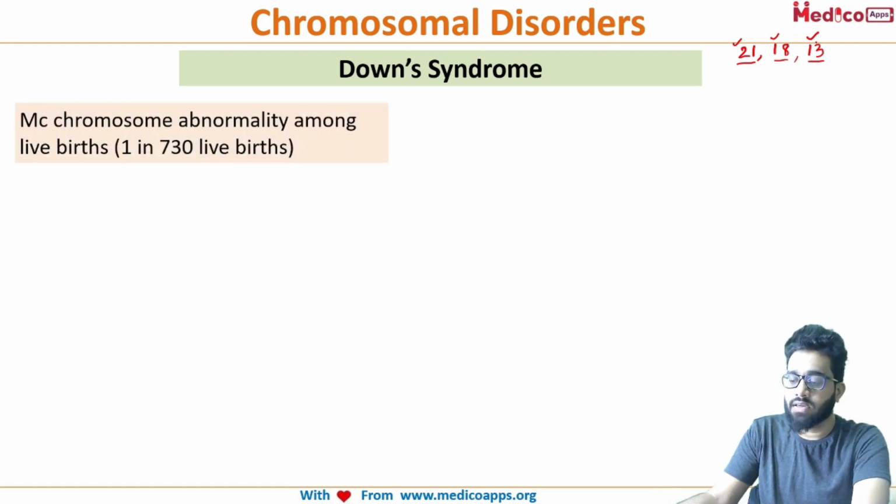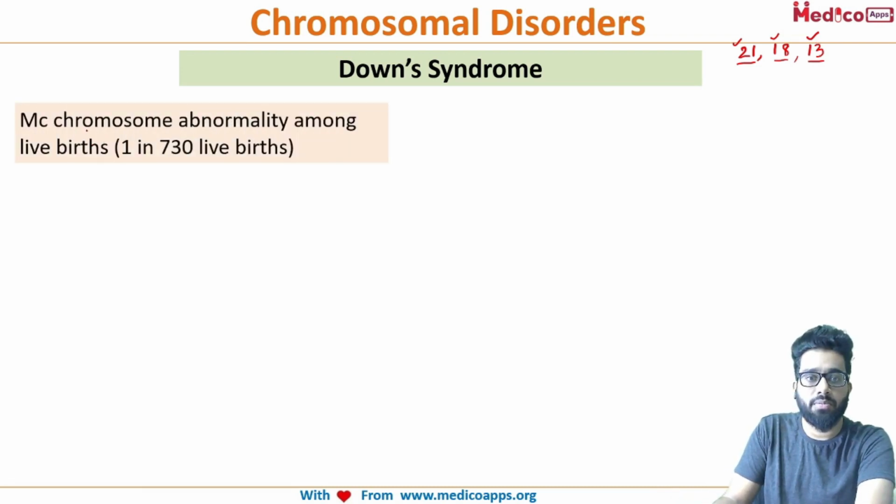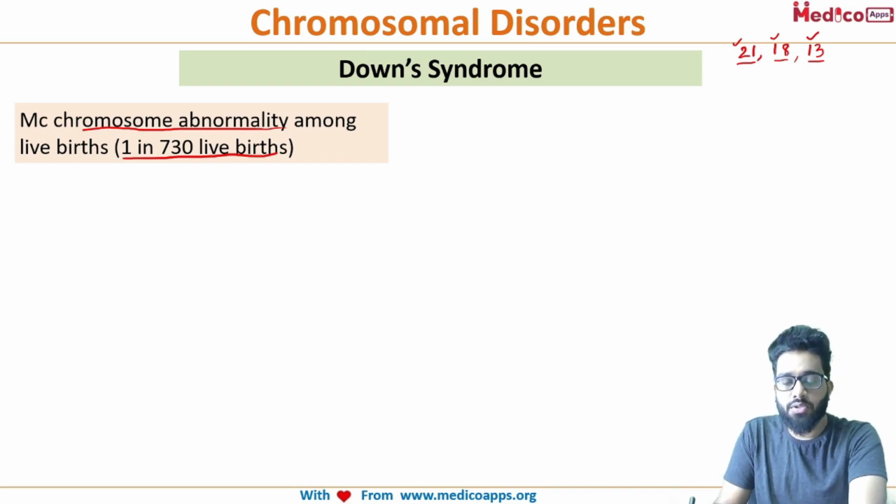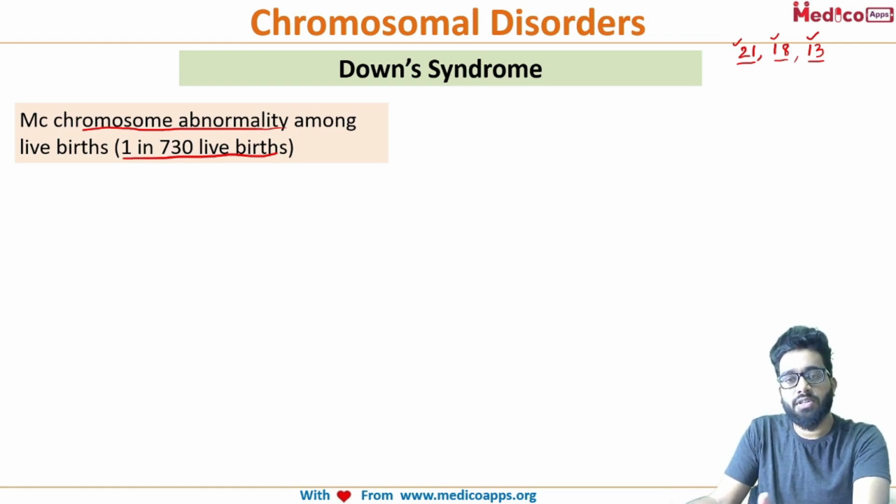You all know that it's the most common chromosomal abnormality. The incidence is around 1 in 730 live births. This incidence is quite tricky, because it changes with maternal age. With maternal age, the meiotic apparatus also wears off. So with increasing age, more than 35, with each year the incidence of Down syndrome increases quite a lot. You have to remember that.